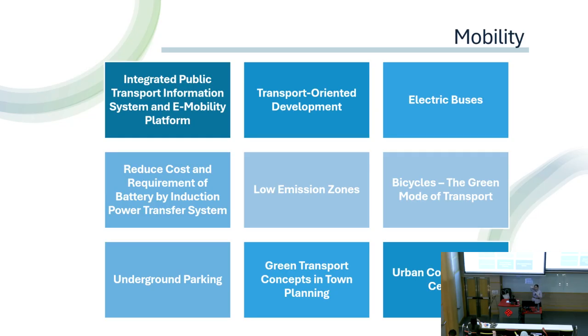But overall, with mobility, from an urban planning perspective, we look at these nine strategies. The integrated public transport e-mobility platform makes it easier to transit between the different transport types or movement types. You've got transport-oriented development, electric buses that need supporting infrastructure as well as policies, bicycles and green modes of transport. Green modes of transport are not only for bicycles, but also for scooters.